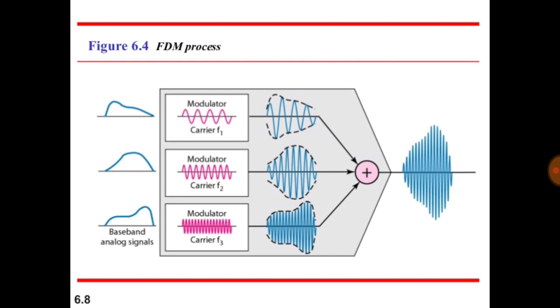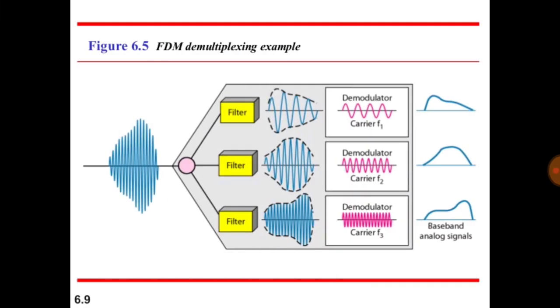After that I combine all three modulated signals, then I transmit through the single channel. I already told you the concept of multiplexing: the multiple input devices are combined, and then transmitted through the common channel. That is what happens here. This is the process of frequency division multiplexing.